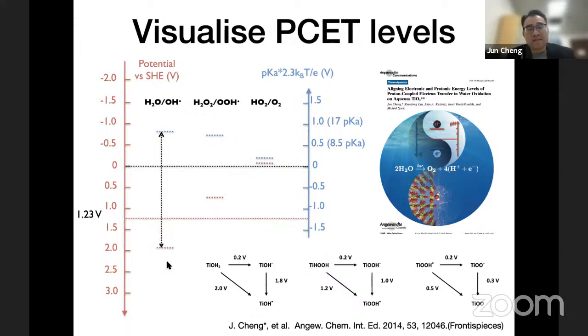So it's the electropotential that drives the electron transfer. That basically says all the red levels, the electronic levels, should be aligned in order to minimize the thermodynamic overpotential. And these blue lines are associated with the pKa, the deprotonation levels, which should be aligned because that transfer is driven by pH, by the electrochemical potential of the proton in the electrolyte solution, right? So in order to also minimize the overpotential, we have to align both the pKa levels and the electronic levels.